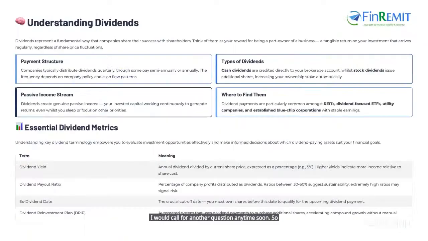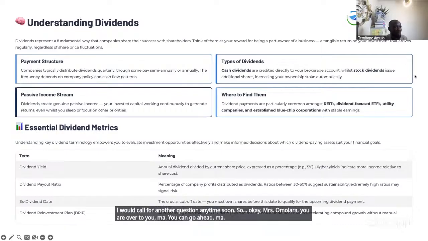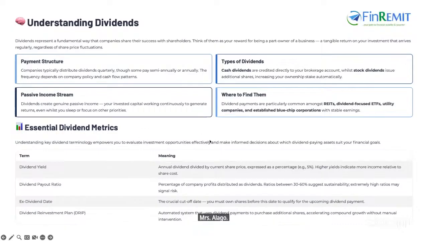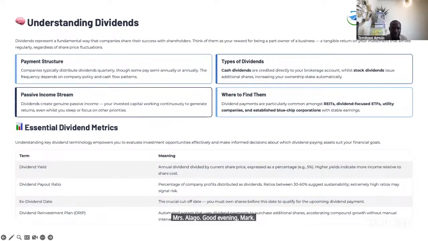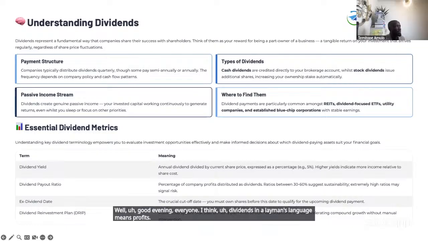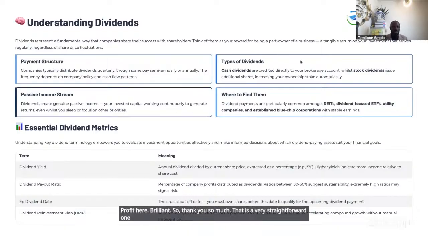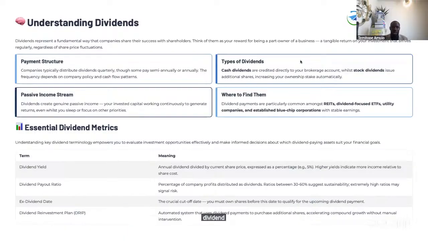So okay, Mrs. Omolara, over to you, ma. You can go ahead, ma. Good evening, everyone. I think dividend in a layman's language means profit sharing. Brilliant. So thank you so much. That's a very straightforward one as well. Dividend is just your share of the company's profit. Your share of the company's profit.